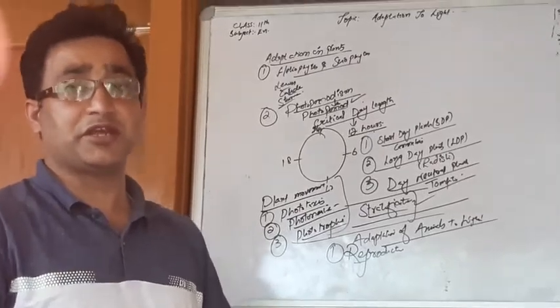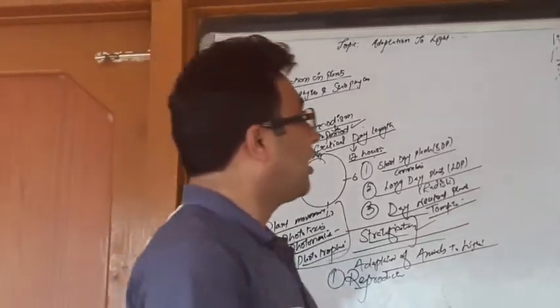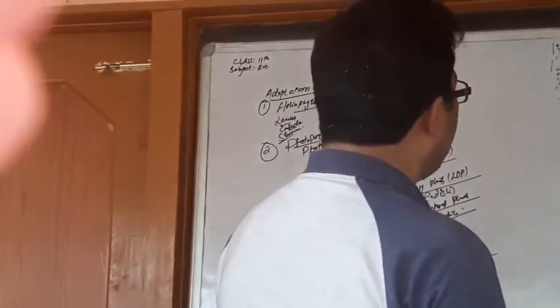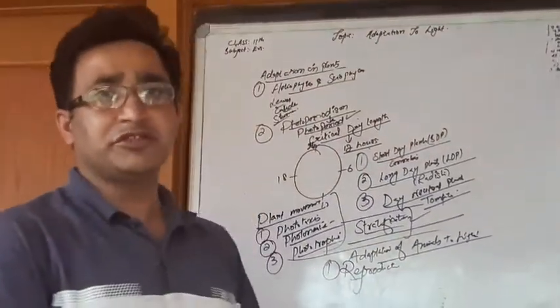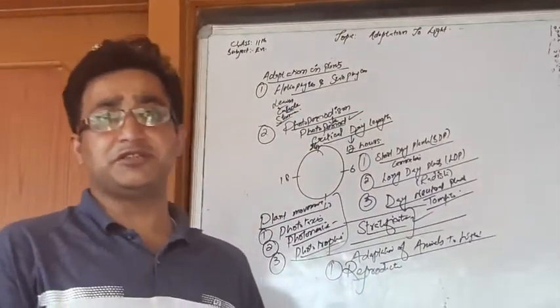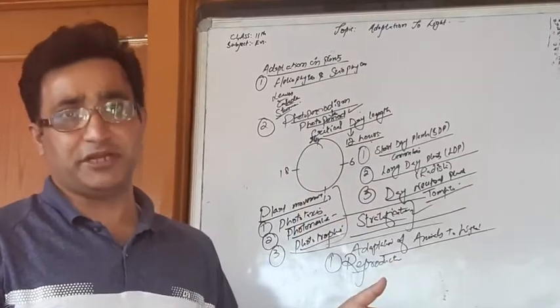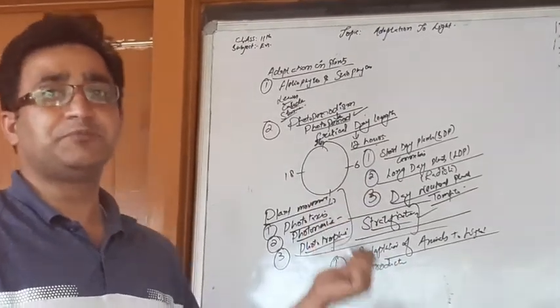Accordingly, the animals have been categorized or divided into 3 main categories. One is known as the short day animals. Short day animals, they show their breeding activities in short photo periods. For example, sheep and goats.